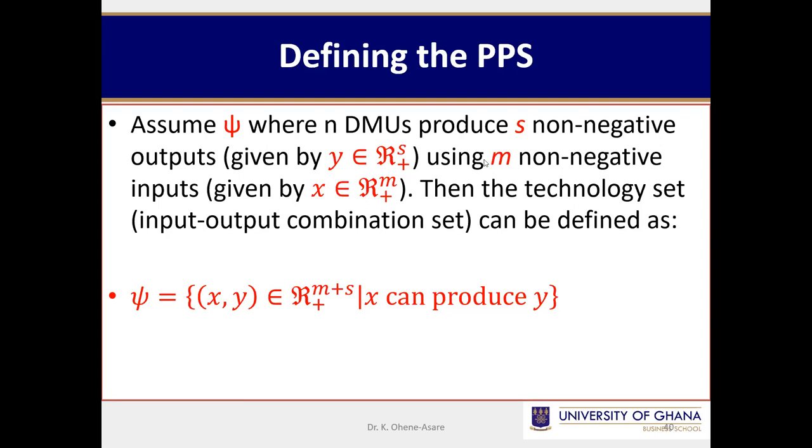And these firms are producing this output, the total output S, using the total number of inputs M. So the total number of non-negative inputs is M. And one of the inputs is X. So the key point is that X can produce Y. So if you look at the way I've written it mathematically, the technology set is such that a particular DMU is possible in the technology set, having positive inputs and outputs, where the input can produce the output. This is how you write the production possibility set. It's also called the technology set. It's also called the input or output requirement set. So this is a technology set. This is mathematics now.